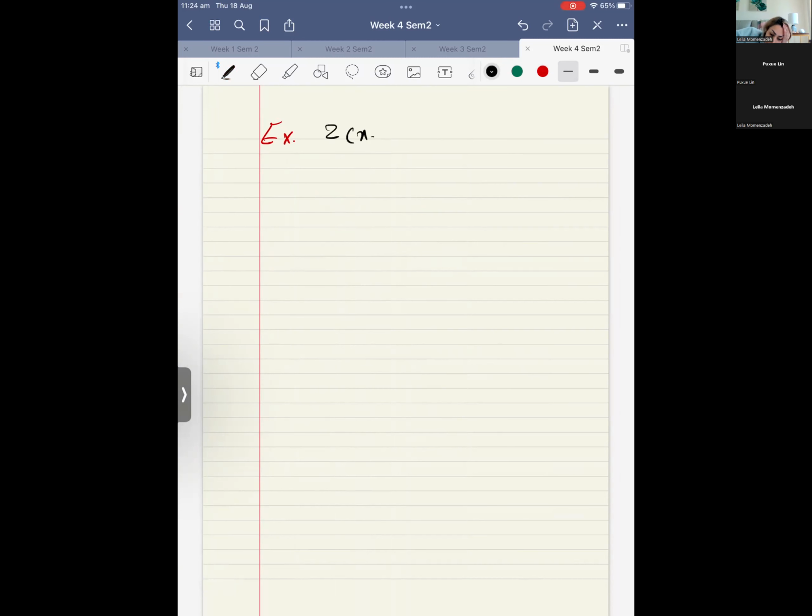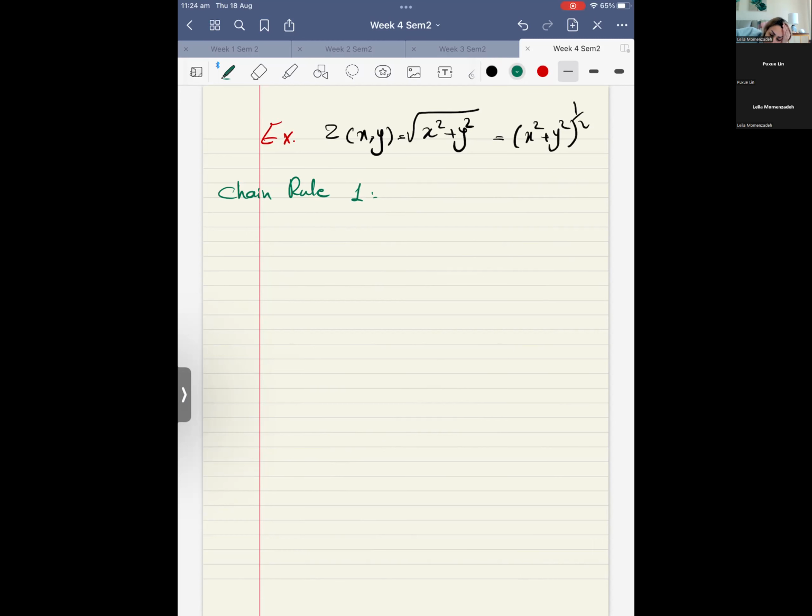z of x and y equals the square root of x² plus y², or I can write (x² + y²)^(1/2). Okay, I want to use chain rule number 1 to solve this one. Sorry, number 1.